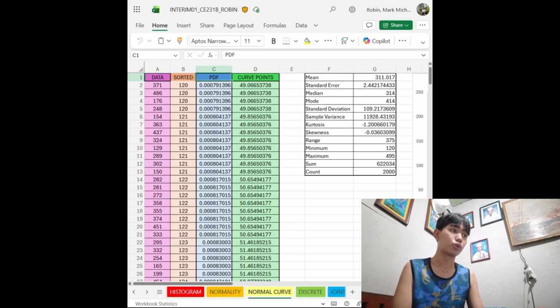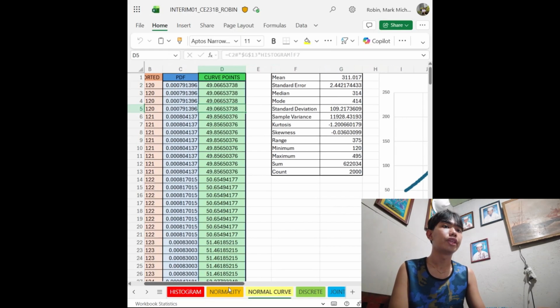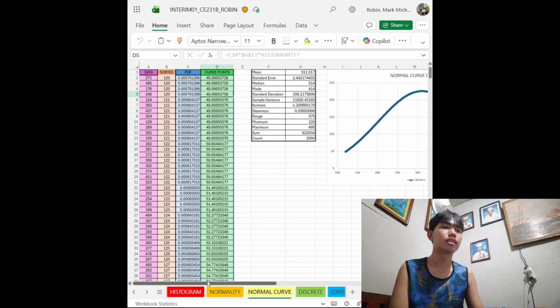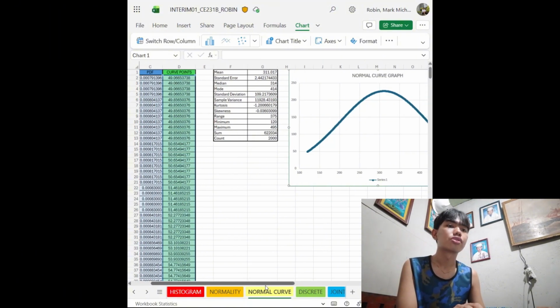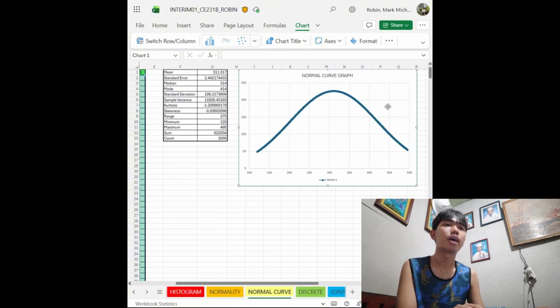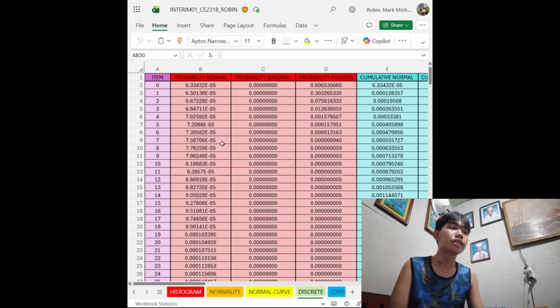If we were to pick a random number from this system, the curve tells us the probability of where the number will land. So first I get the descriptive statistics so that I can solve the PDF and curve points. After that, I do the graph by selecting the sorted data, then the outcome of the curve points. So that's how I get the normal curve graph. So we can go to the next stage, which is the discrete. In discrete, I tested 3 models, which are normal, binomial, and Poisson.